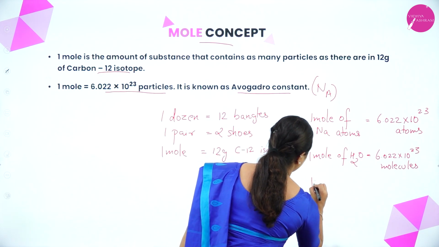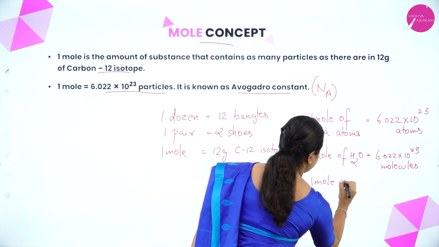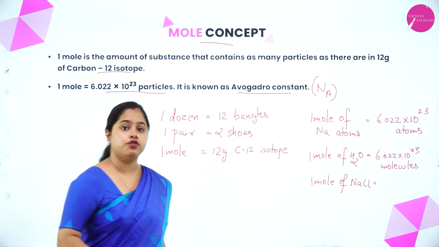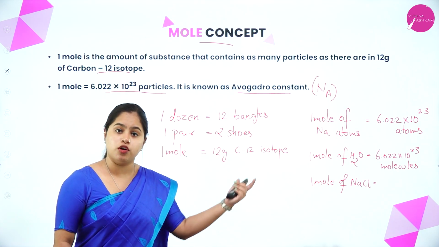Now, let's take one more case: 1 mole of sodium chloride. Yes, this is an ionic compound. So, how many particles will be there in 1 mole of sodium chloride?